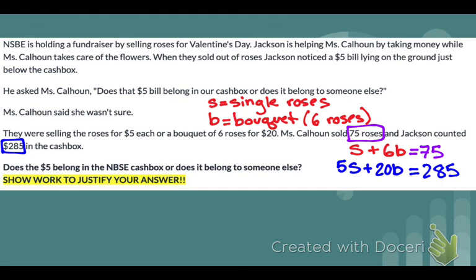Exactly. Okay, we have a homework on Canvas that is due on Monday, and it's all about writing our systems of equations.